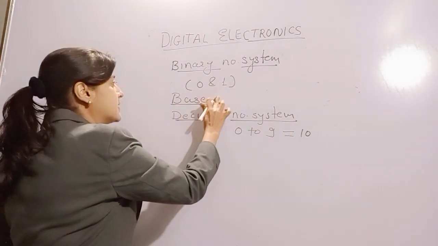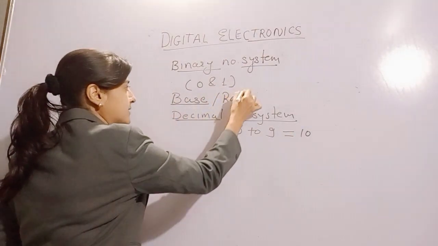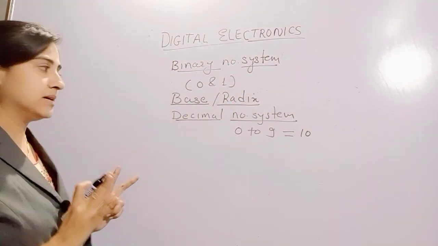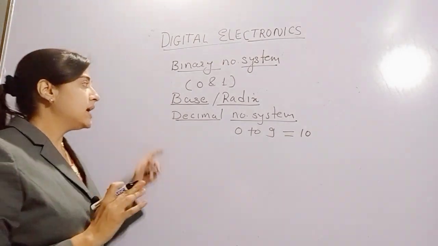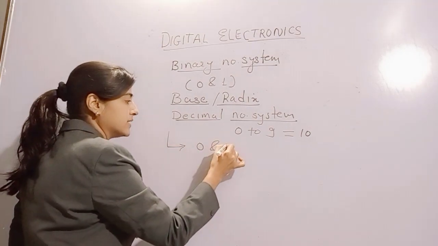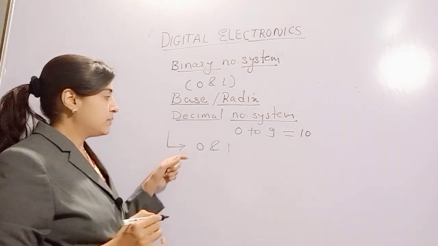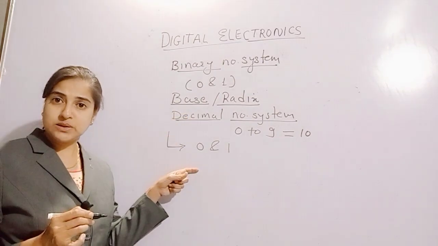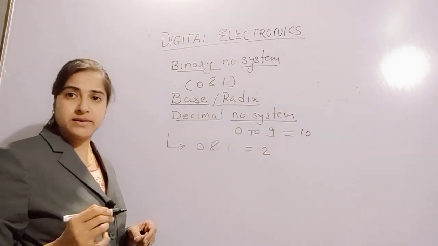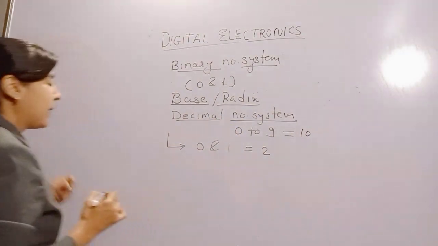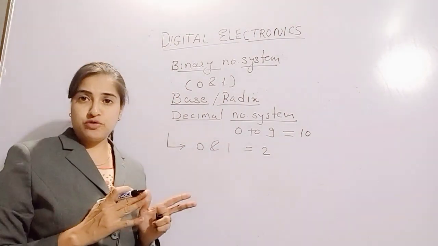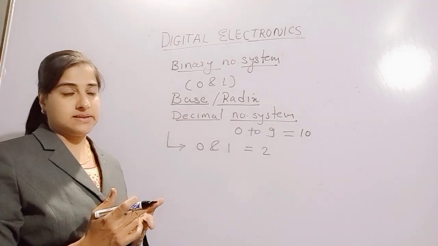Base is also known as radix. Base or radix is an important part of any number system. I think the base, or the radix term, is clear. Now for the binary number system, as this number system uses only two symbols, 0 and 1, the base or radix of the binary number system is nothing but 2. Now in this topic we are going to study the interconversion of the binary number system with the decimal number system.